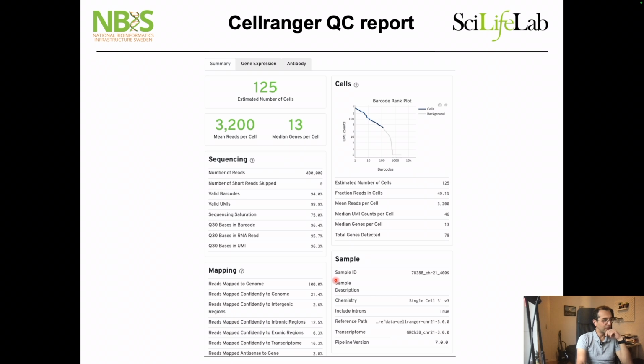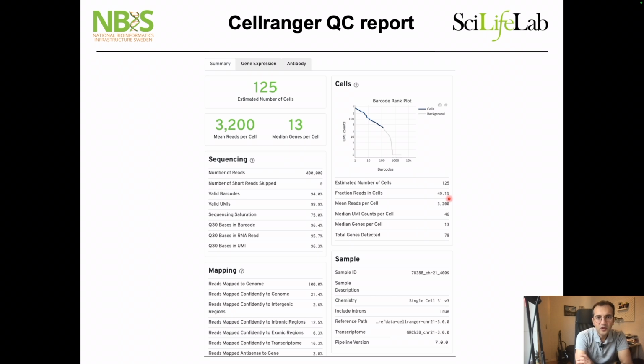So if you look at the sample information, first of all, the chemistry shows that it is 3' tagmentation. And also the reference, the transcriptome, is chromosome 21. So it's only one of the chromosomes that we have mapped the data to. So those are important pieces of information that you can already see within this report.